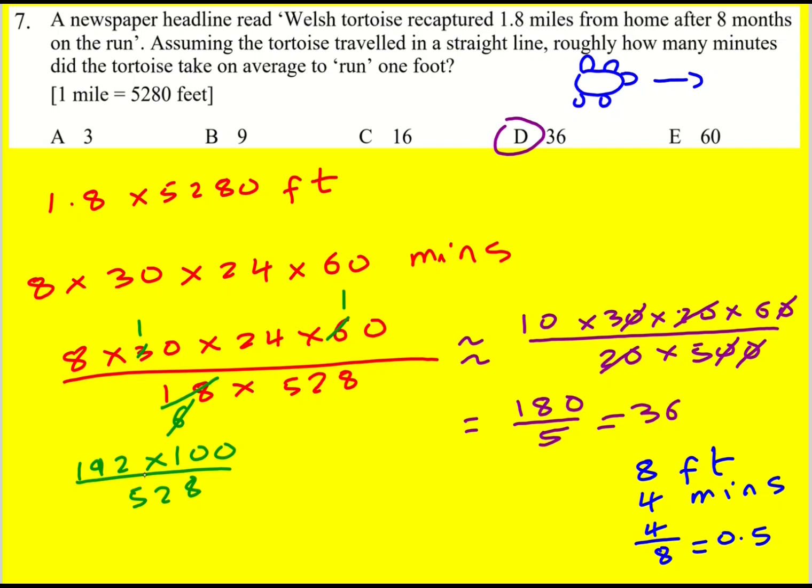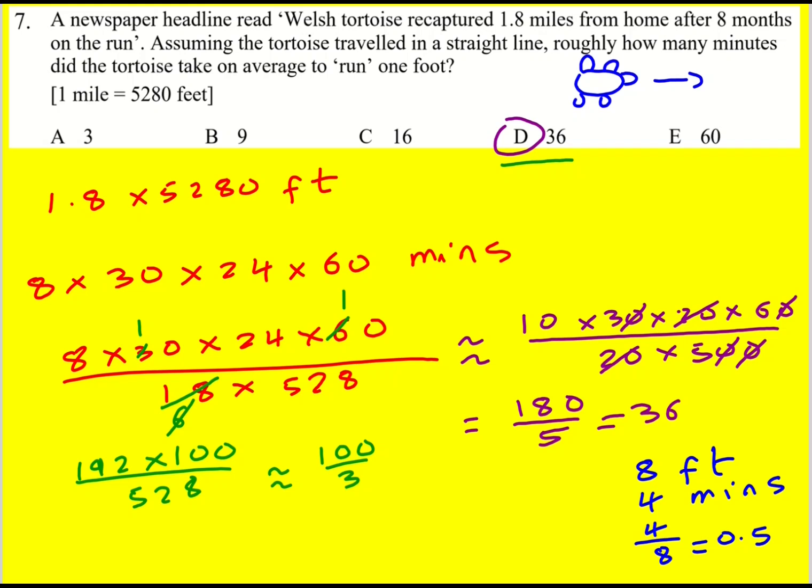When I did it, I just said 192 over 528 is about 1 over 3. So I made it 100 over 3, but that is a bit of a leap and not particularly accurate. So I got 33.3 recurring and then went with the 36. You could do 190, you can make it 200 over 500 to make it 0.4. We get 40 then. But actually turns out the exact answer is very close to 36.